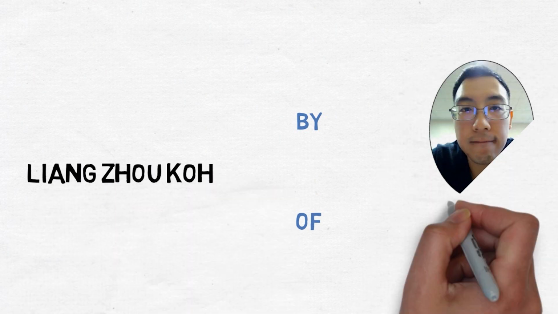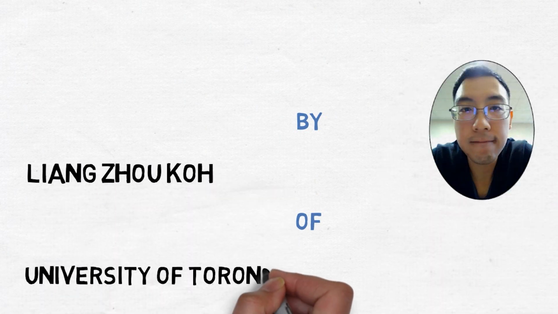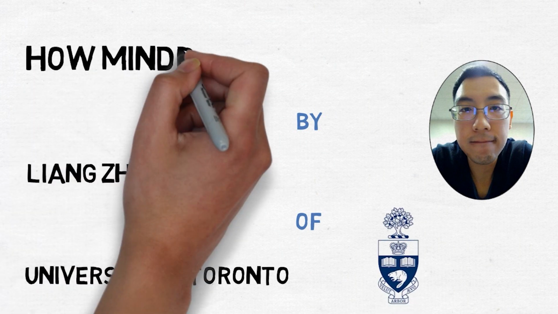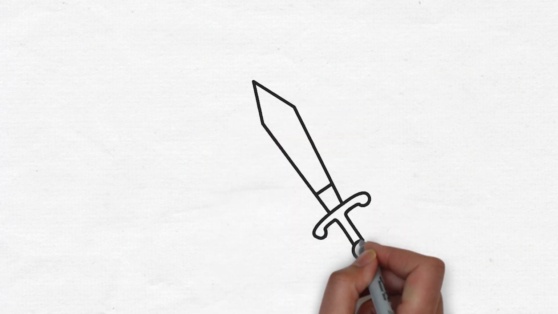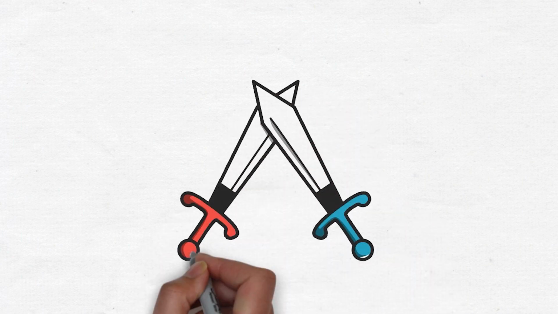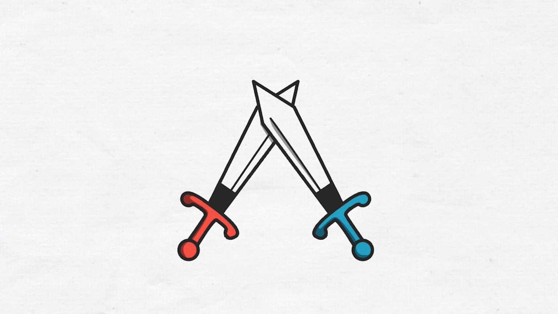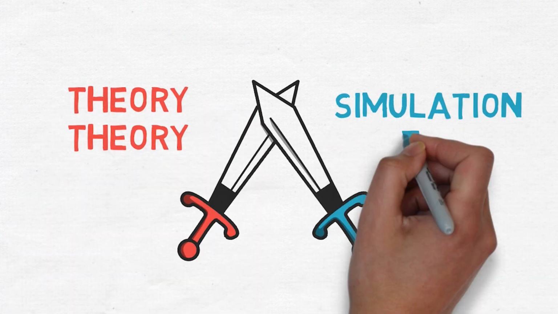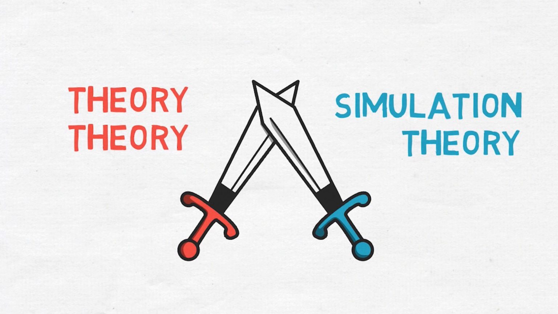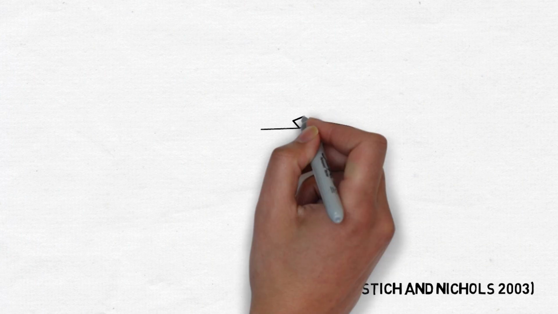I'm a graduate student in philosophy at the University of Toronto, and today I want to talk to you about how mind reading works. There are two major ways of explaining how we track the mental states of others and use this to predict and explain their actions: theory theory and simulation theory. To get a basic idea of these theories, consider the following example.